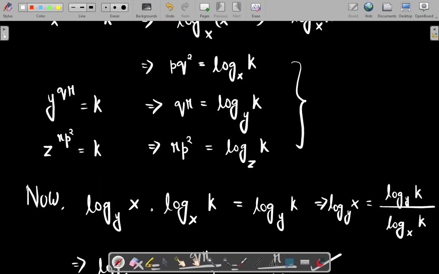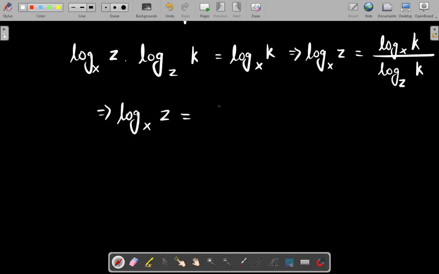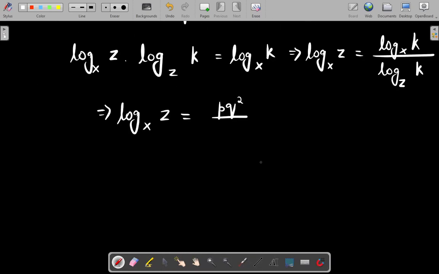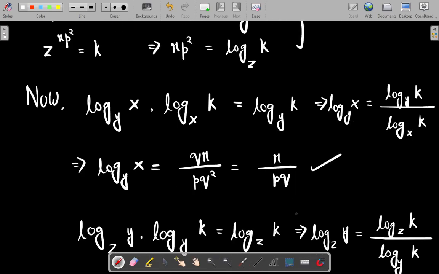log k base x, which is pq square. Okay, so we have pq square upon rp square, right? Log k base z becomes rp square. Okay, so we are left with q square upon p, since one p will remain in the denominator. So this becomes q square upon pr, or rp. Okay, so this is the other equation. Okay, so we have got the three equations.